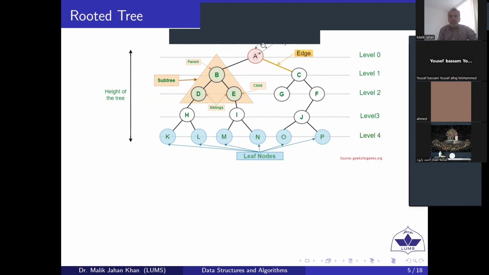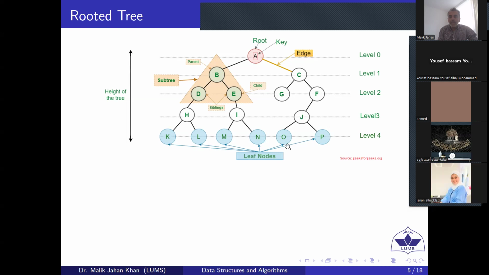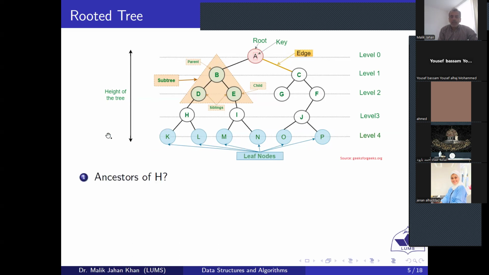The nodes at the bottom, which do not have any further child nodes, are called the leaf nodes. If you have to measure the height, the height of the tree is essentially the number of edges from the leaf to the root. A leaf, for example, is K. If you count the number of edges, there are 1, 2, 3, 4. So 4 is the height of the tree rooted at A.